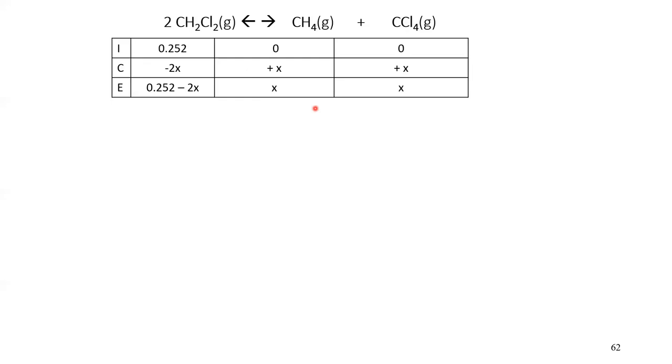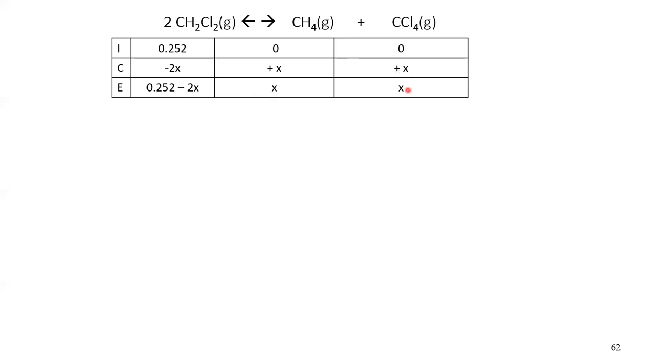So we're going to start with our ICE chart. Okay, we start with 0.252, 0, and zero. The change is stoichiometric, so negative 2x will react. X and X are produced. So at equilibrium, we have 0.252 minus 2x, X, and X.